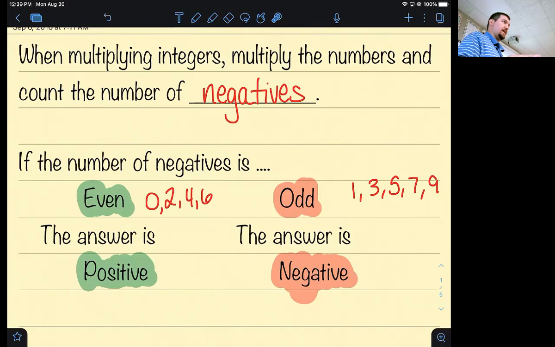Does this make sense? Can the negatives pair up? Can they not? That's the rules. That's the rules when it comes to multiplying integers. Can the negatives pair up or not? They can pair up, it makes a positive. Other than that, I'm multiplying like normal.